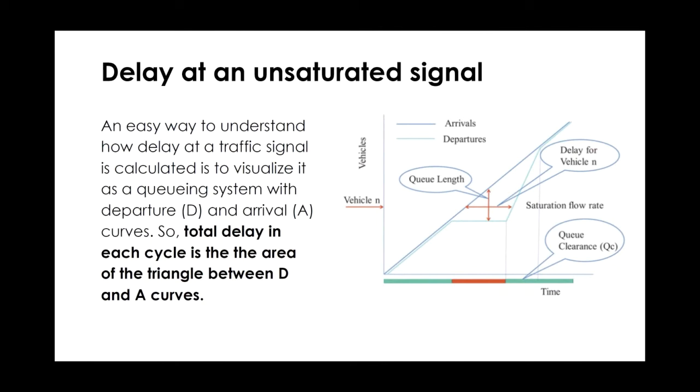So in the next part, I'm going to connect the operation of the traffic signals with the arrival and departure curves, cumulative plots. An easy way to understand and analyze how delay at a traffic signal is calculated is to visualize it in a queuing system and plot the cumulative plots of the arrivals and departures. So if this is my time, and this is the number of vehicles passing through, and here is my green, here is my red, then it becomes green.